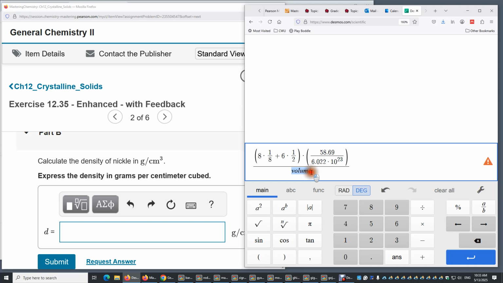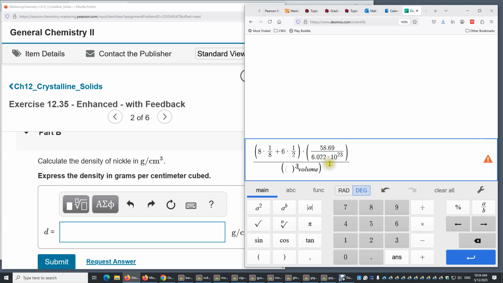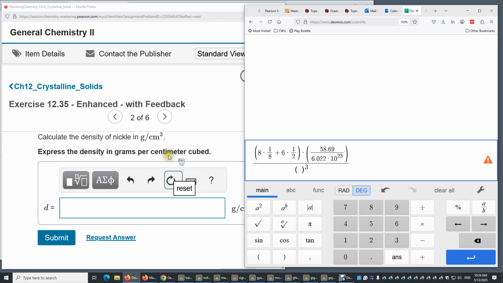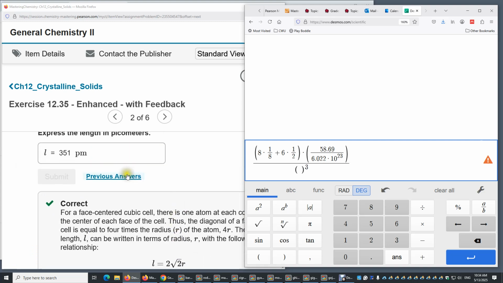Now what's the volume of one unit cell? Well, it's simply the edge length cubed. Now what's the edge length? The edge length was computed to be 351 picometers.